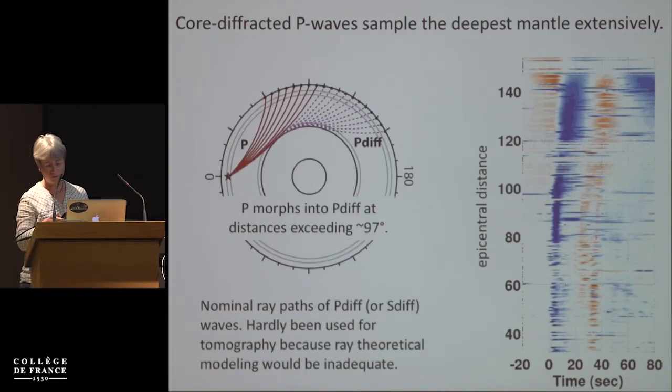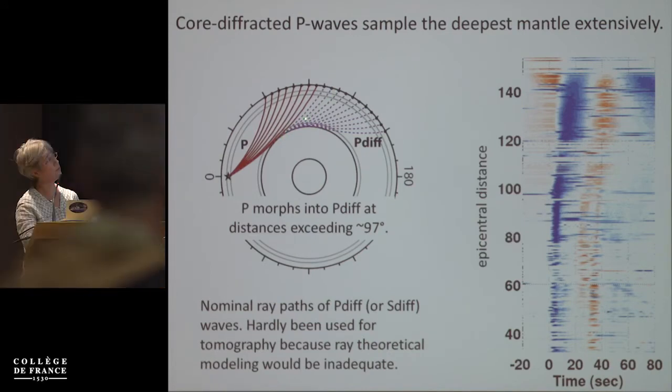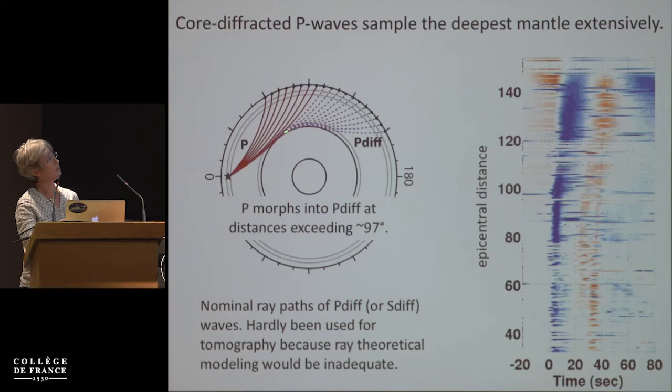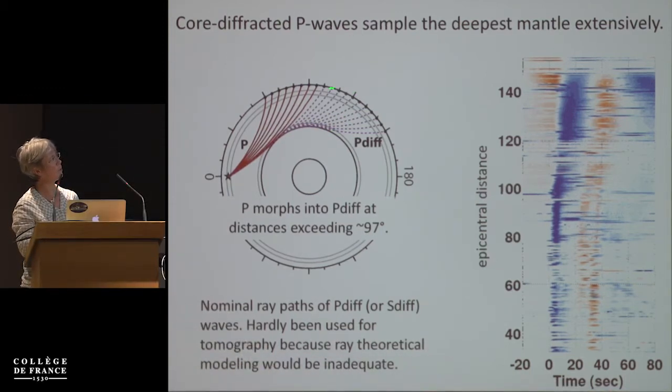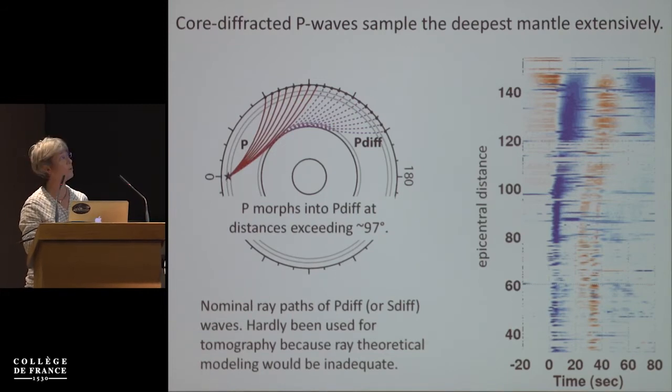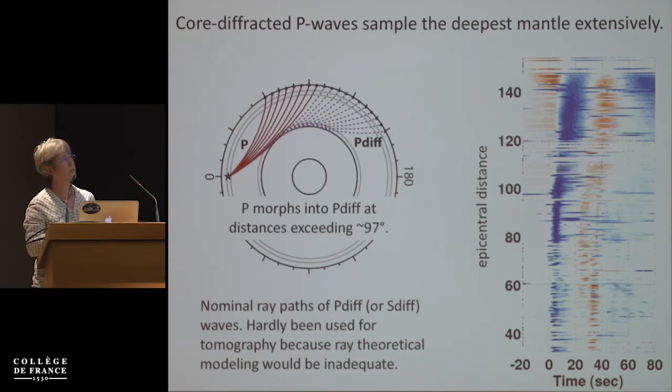Okay, so the goal was to make these usable. The red ones are wave paths of conventional teleseismic P waves, and then as soon as they start grazing the core, they get diffracted around it, and they are called P diffracted. This area is sampled extensively because they run a long path in here. Now these are just nominal paths. In reality, they look more complicated, and that's been the problem why ray theory, which has been used very long for modeling, isn't sufficient, and therefore these waves have not been used.